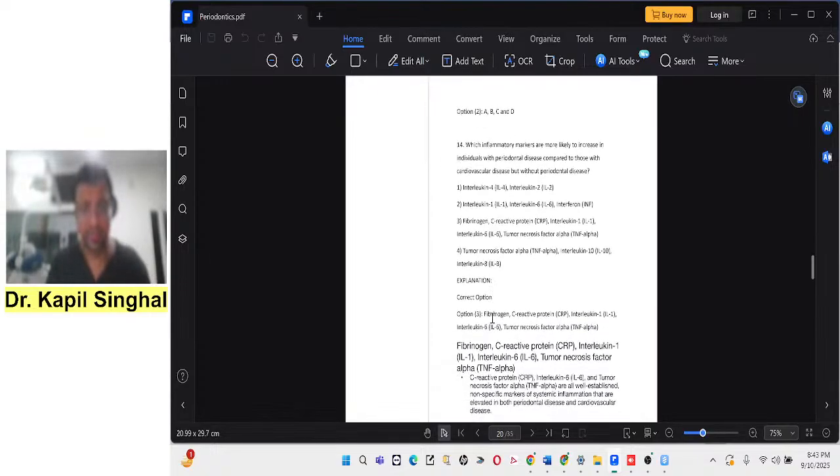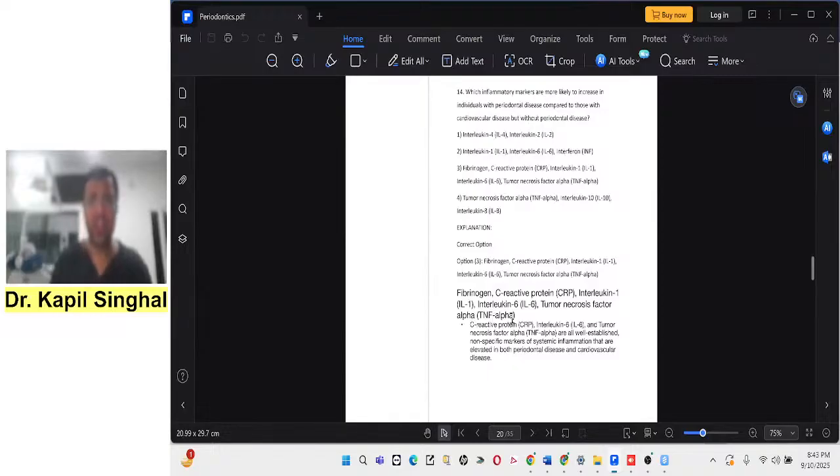Next question. Which inflammatory markers are more likely to increase in individuals with periodontal disease compared to those with cardiovascular disease but without periodontal disease? First understand the question. What he is asking is, which markers increase only in patients who have periodontal disease, as compared to patients who have only cardiovascular disease but not periodontal disease.